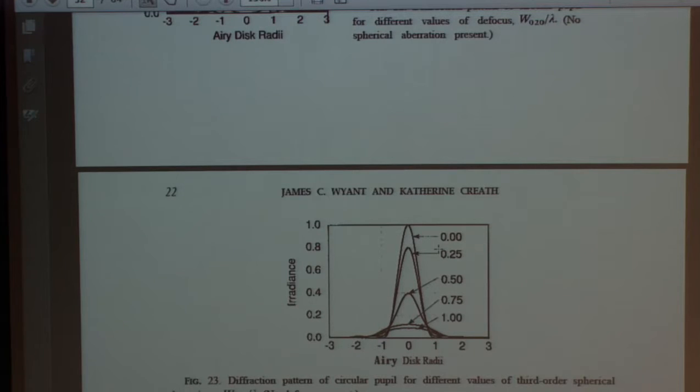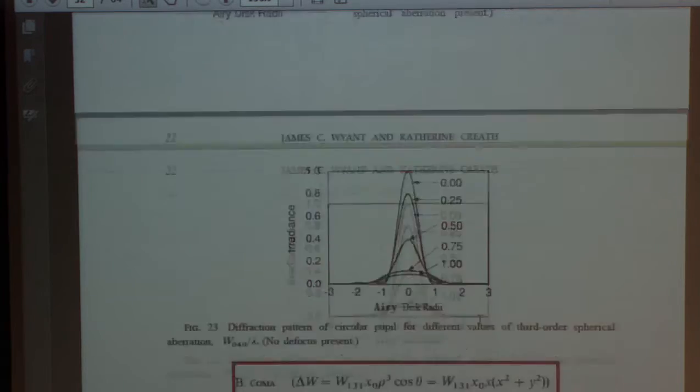Now if I do only third order spherical aberration, I would get something like this. Well, with 0 aberration, I get my Airy disk again. For a quarter wave of spherical, I would get this. Half wave that, 3/4, 1 wave, and so on.